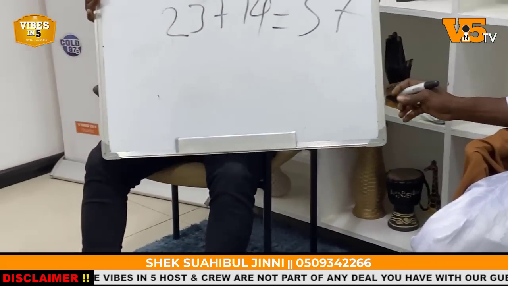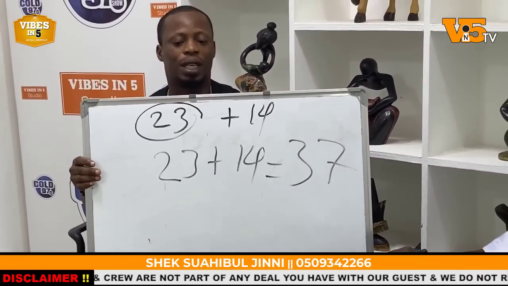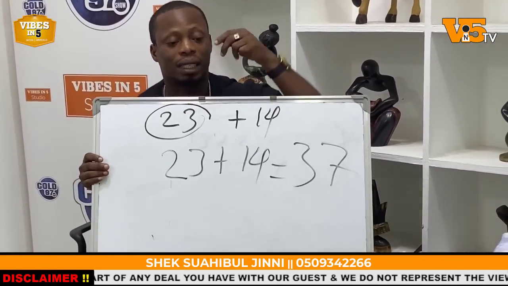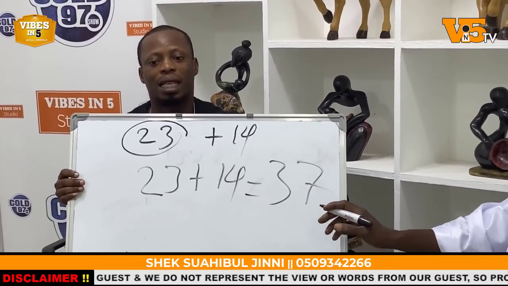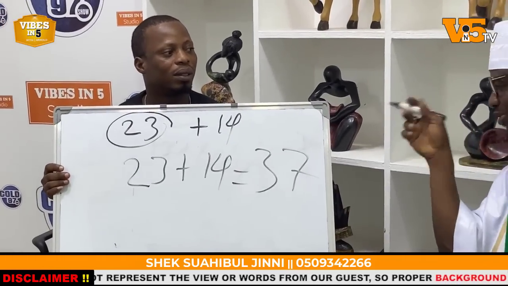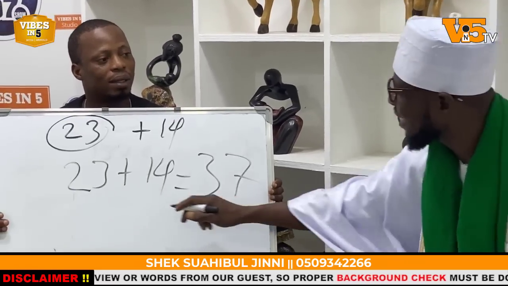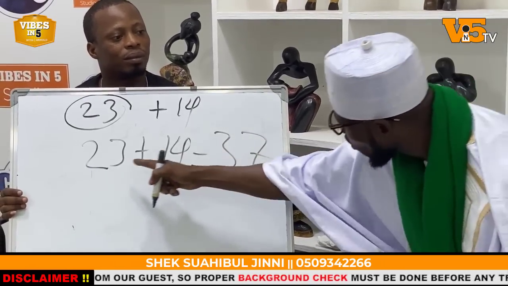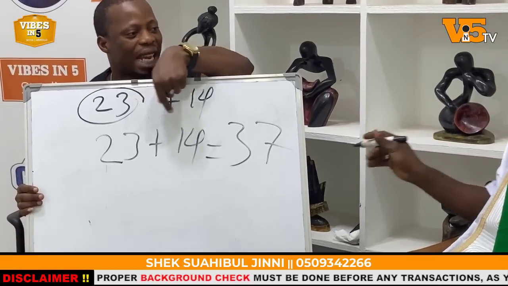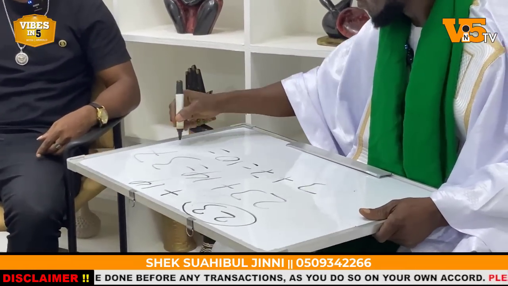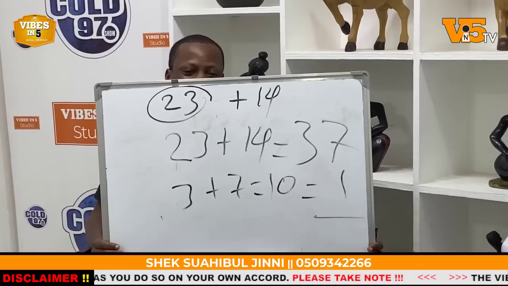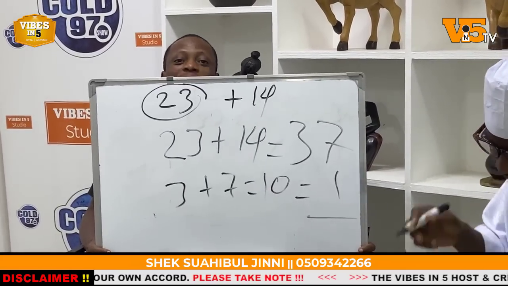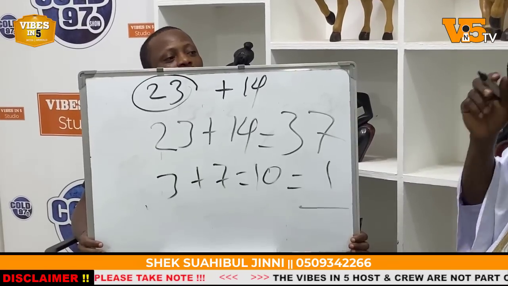Why is it that this time round we didn't split it? That is 23 plus 14, and after adding, why didn't we do the 37, 3 plus 7? Yes, you talk about the weeks. That's how it is. It will tell you who made it like this. So 3 plus 7 will give you 10, and 1 plus 0 is 1. God. It's God who created all these things. He's the creator. He said that for "Tabarakallahu ahsanul khaliqin."